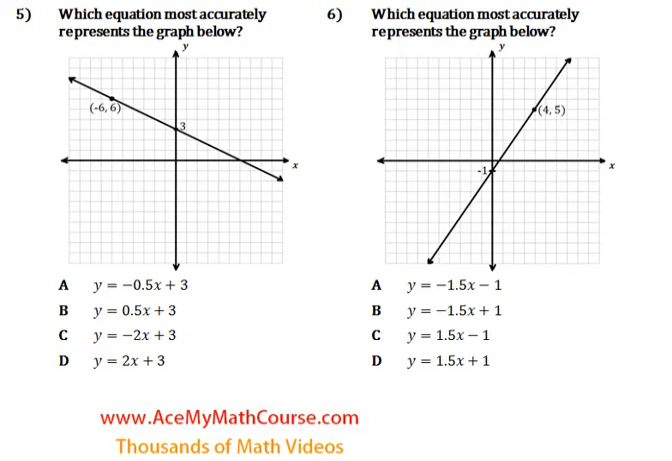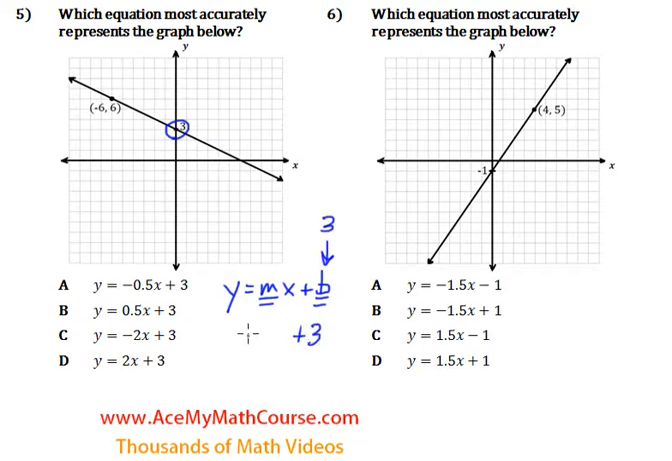Question number 5. Which equation most accurately represents the graph below? Okay, so I'm going to use y equals mx plus b, the slope-intercept form. M is the slope, b is the y-intercept. And we know already what the y-intercept is. It's 3, right here, because that's where the line crosses the y-axis. So I can plug in the 3 for b already.